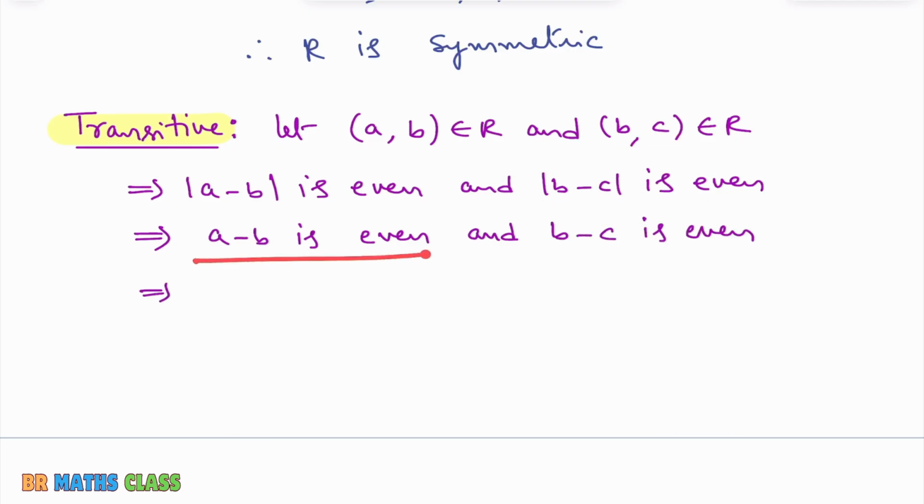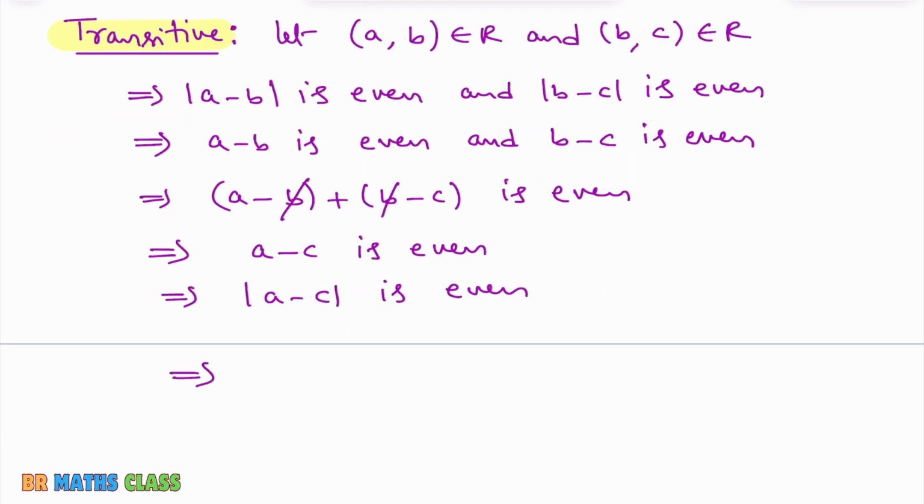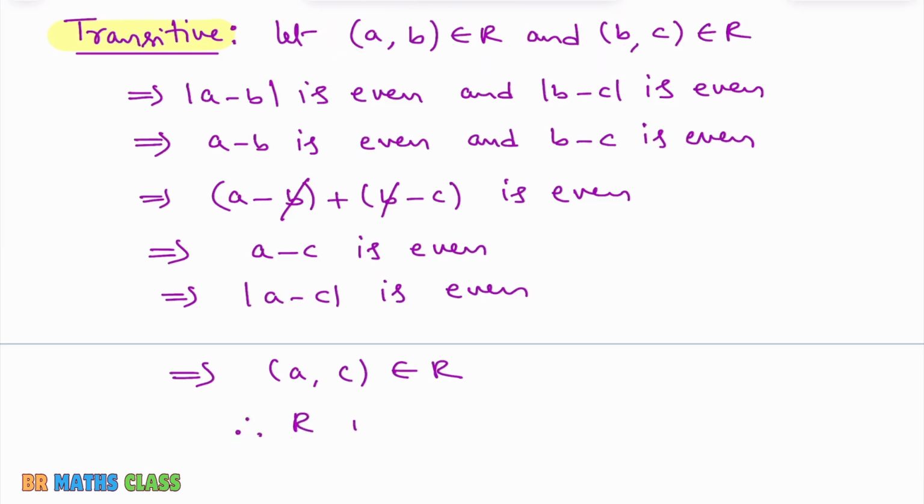As a minus b is even and b minus c is even, I'll add these two even numbers: a minus b, which is even, plus b minus c, which is even. Even plus even is even. Now you observe that minus b plus b will get cancelled. Now what will you get? You will get a minus c is even. If a minus c is even, then the modulus of a minus c is also even. As the modulus of a minus c is even, I can write that the ordered pair (a, c) belongs to R. You observe, I took (a, b) and (b, c) in the relation, and I got that the ordered pair (a, c) is in this relation. From this, I can say that R is transitive.